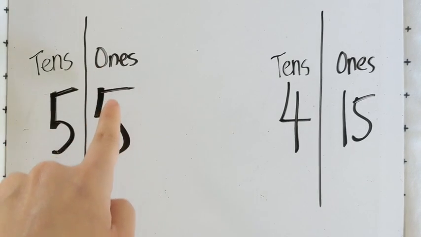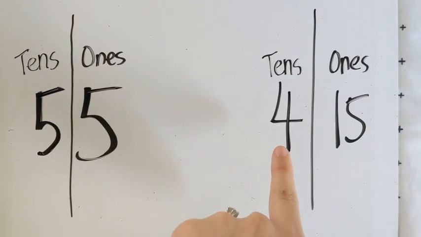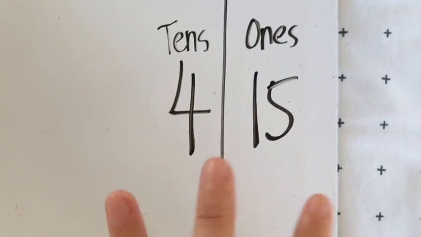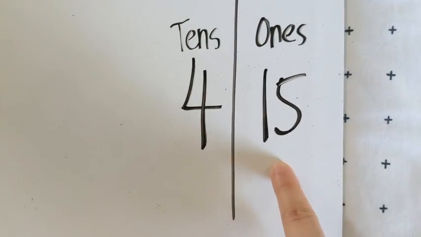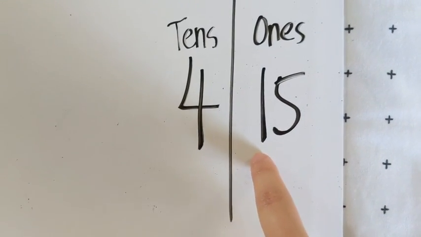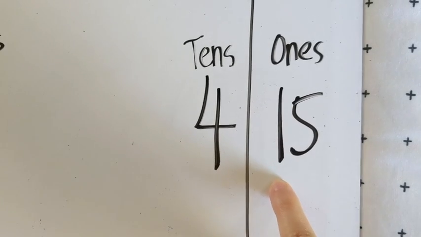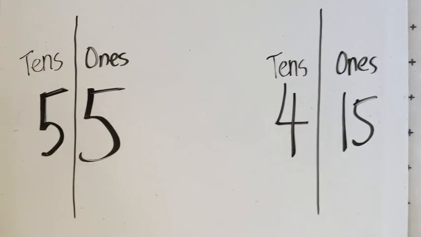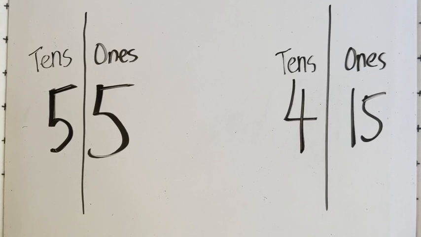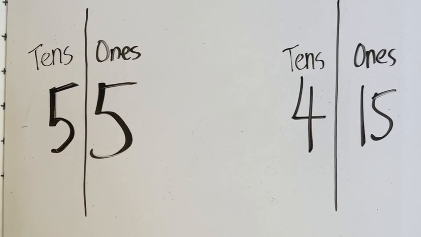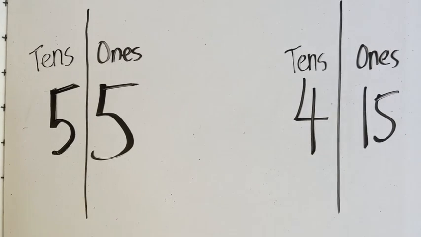5 tens and 5 ones. This one is not 415. This one is just not finished yet. We have 15 in the ones, and I just didn't move that 10 over yet. So we have 4 tens and 15 ones. Which one looks like more? And which one looks like less? Look at it for a second.